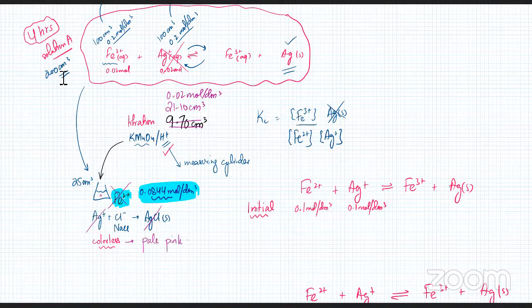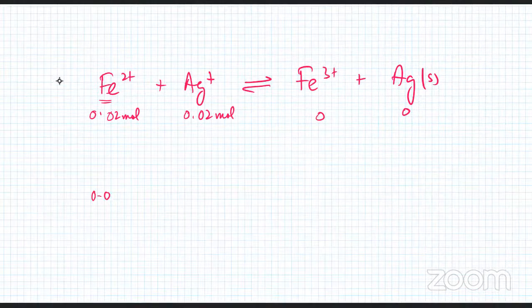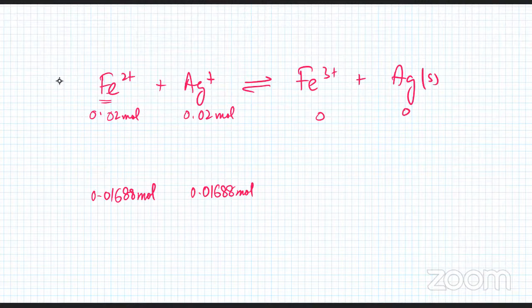16.88. You divide by 1000 as well. 0.01688. And the moles of Ag plus 1 will also be exactly the same. So that means how much reacted? Like you started off with 0.02, 0.02, but now you have 0.01688. So how much reacted? Like what's the difference?